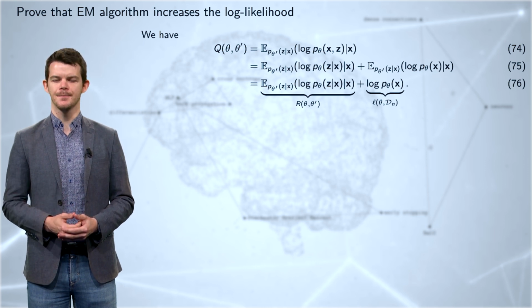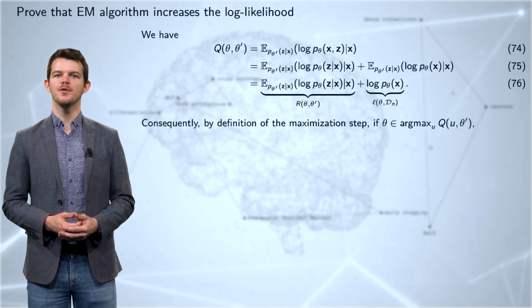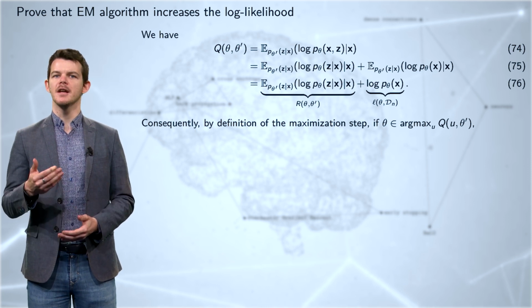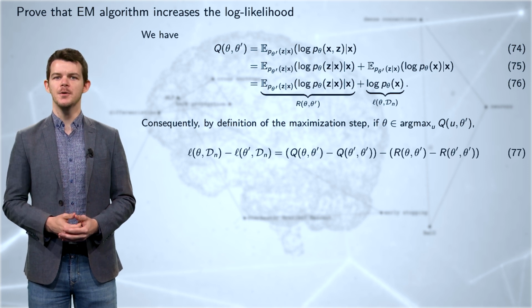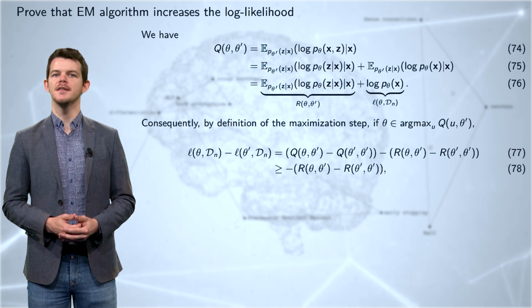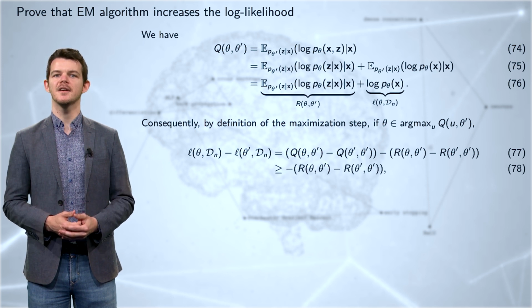We let the first term be r of theta theta prime, and we note that the second term is the log likelihood. By definition of the maximization step, we want to find theta that maximizes the function Q of dot and theta prime. By equation 76, one can write the difference in log likelihood between parameters theta and theta prime as equation 77. This leads to inequality 78 since the first term is positive by the maximization step.